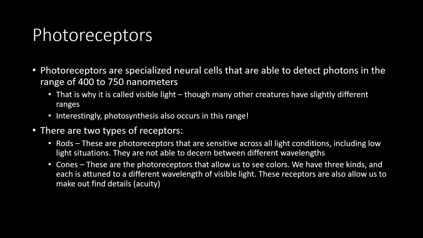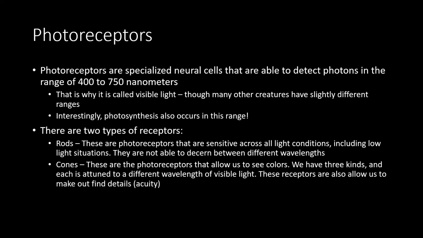So going back to photoreceptors, photoreceptors are specialized neural cells that we find in the retina of the eyes, and they're able to detect photons in the range of 400 to 750 nanometers. This is why we call that part of the spectrum visible light, because, well, we can see it, and many other things can see it too.